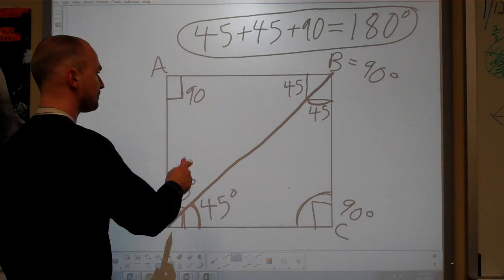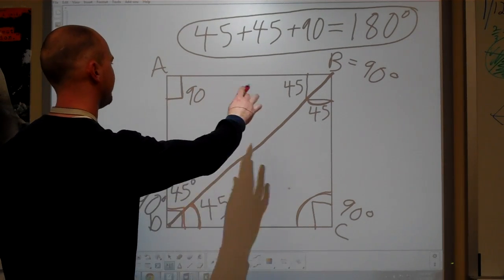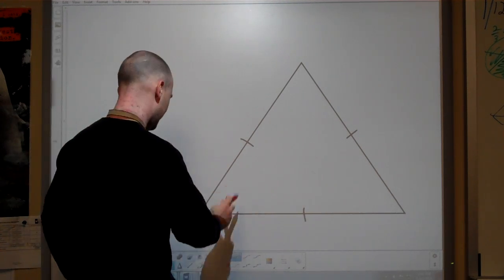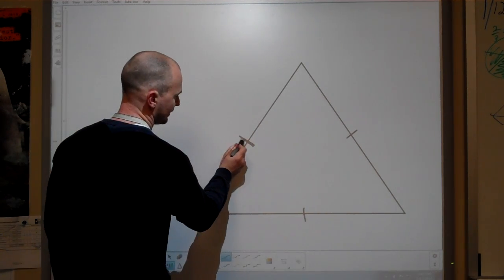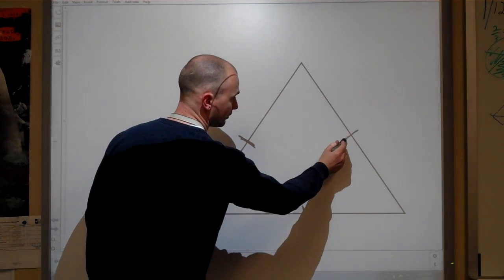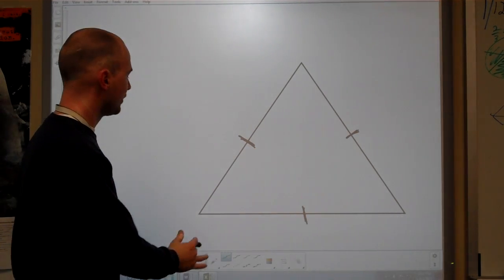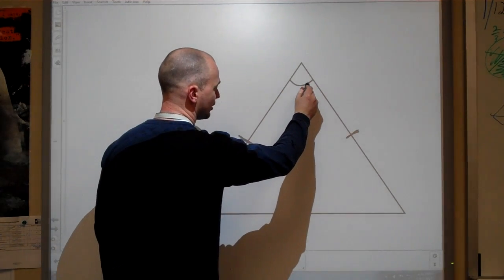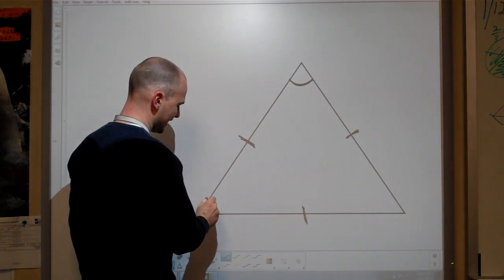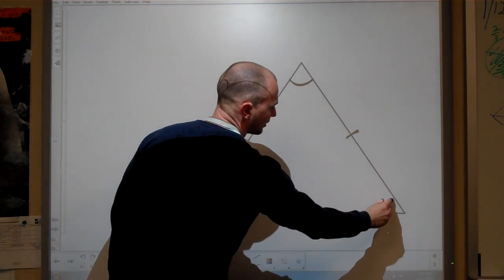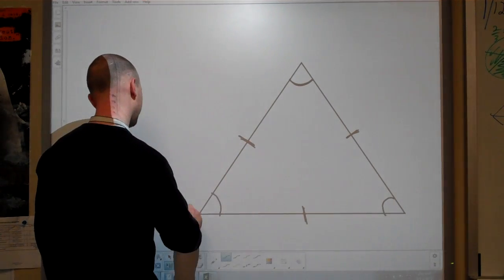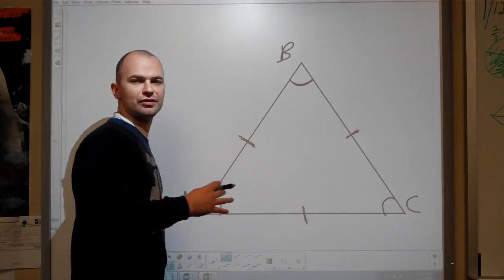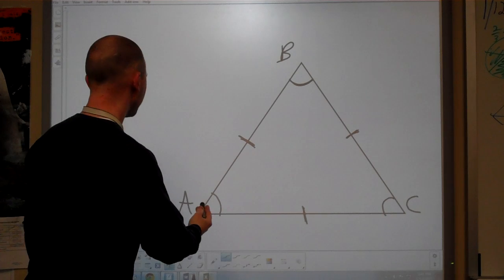Okay? So let's see. If we have a triangle here, these little tick marks mean that it's an equilateral triangle. So if this triangle is equilateral, it's also going to be what we call equiangular. It's going to have the same size angles. So all 3 of these angles, this is A, this is B, and this is C, are going to be the same measure.